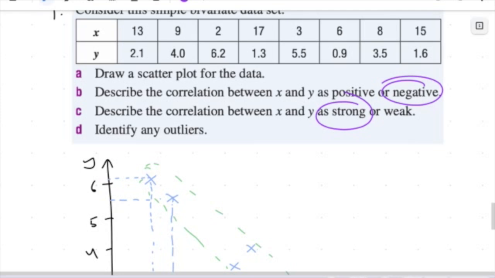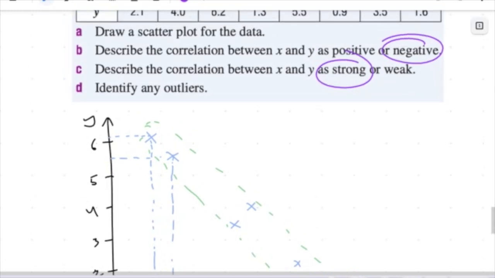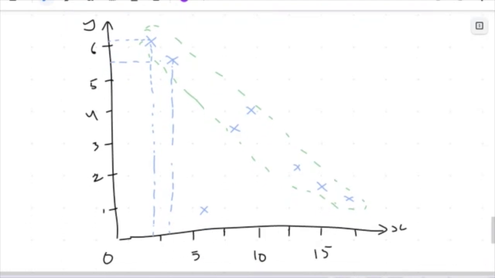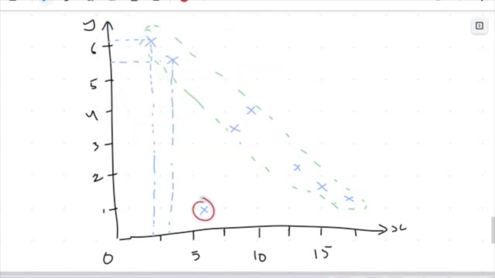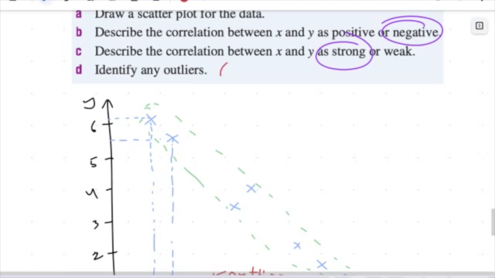And finally, we want to identify any outliers. So if we've done the other bits correctly and looked at our trend, we can very clearly see who the outlier is going to be. Now that one is going to be this guy over here. So this point, because it's away from everything else, it's very different to the trend that we see. This is my outlier. So we can say that there is an outlier at the point 6, 0.9.